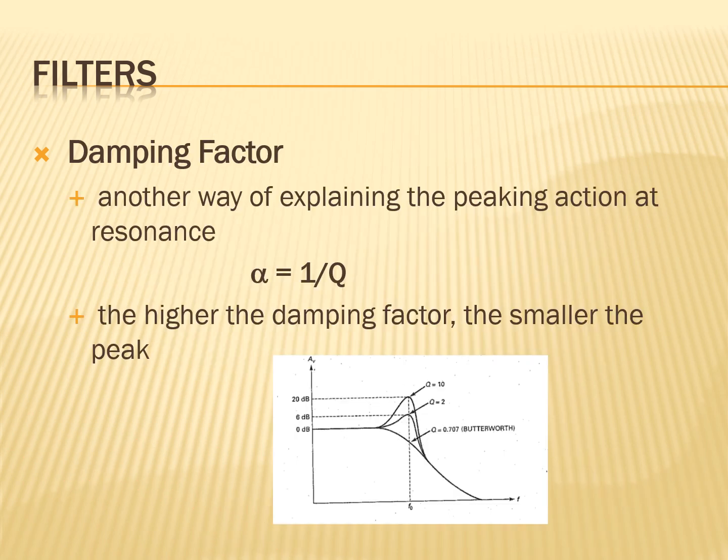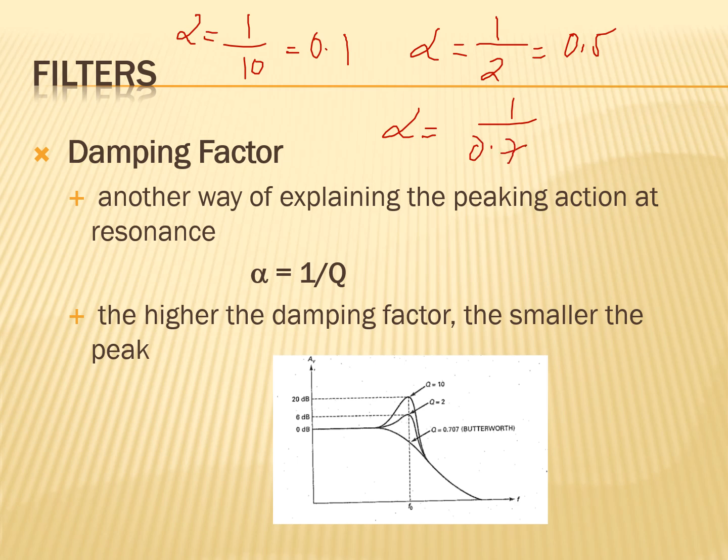So we have a damping factor. Damping factor is another way of explaining the peaking action at your resonance. Damping factor is equivalent to alpha, 1 all over Q. So to solve for our alpha from a while ago, our first Q is equal to 10, so that is 1 all over 10, which gives us 0.1. Our second damping factor is 1 all over our Q, which is equal to 2, so this is equivalent to 0.5. And our third one is 1 all over 0.707, which is equivalent to 1.414.